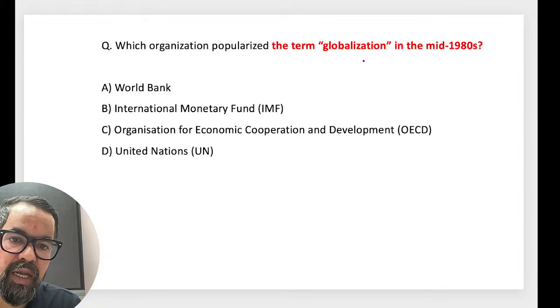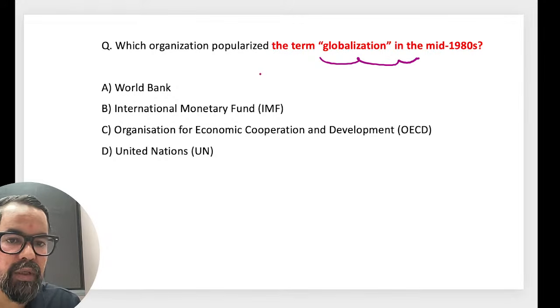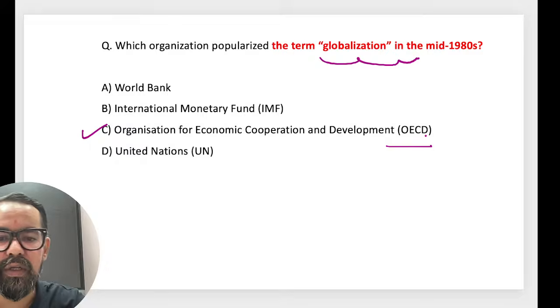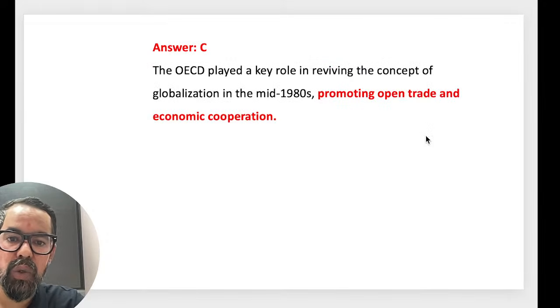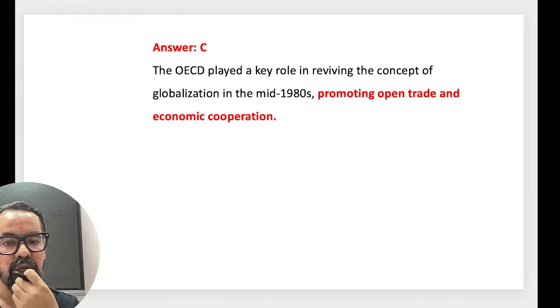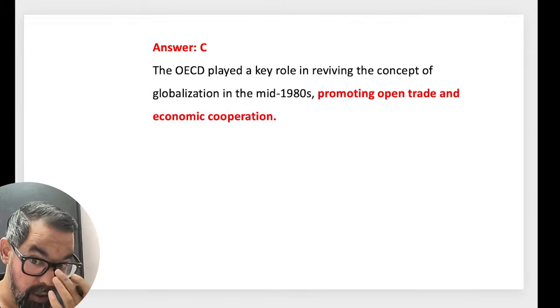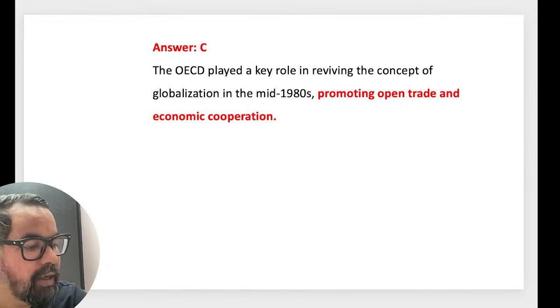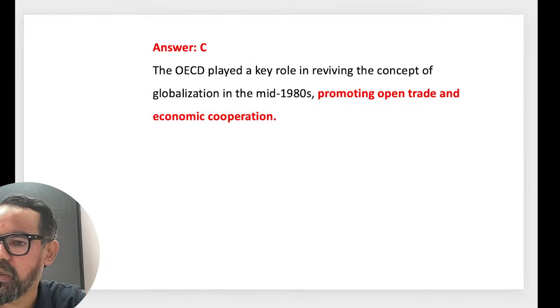Which organization coined the term globalization? OECD will be the right answer, after the Second World War. So, mid 80s. Earlier, during the Second World War, economies became closed. Then after that we started building alliances and all. So that started coming again into the picture, right?